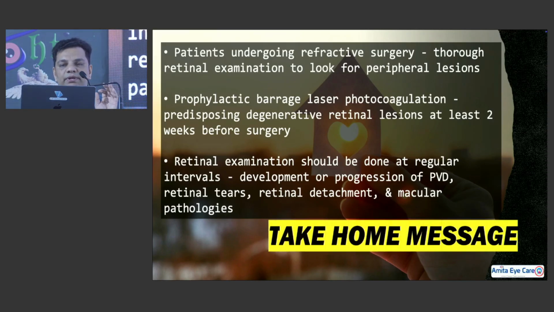And in patients undergoing refractive surgery, you need to do a thorough examination to look for these lesions. Prophylactic barrage laser to degeneration should be done at least 2 weeks before planning the LASIK or a refractive surgery. And then retinal examination should be done at regular intervals for development or progression of the PVD, tears, and other macular pathologies.